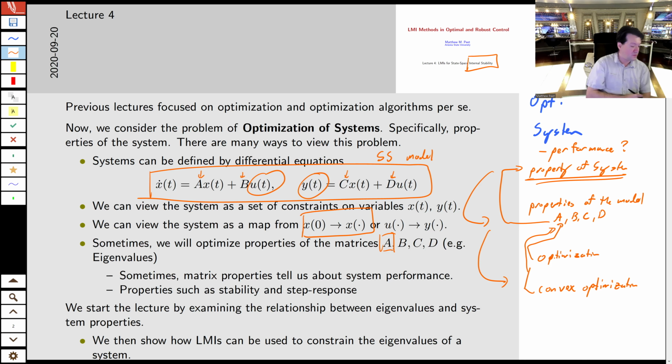So the first step, of course, is this one here, relating properties of the system to properties of the numbers. And so that's what we're going to be talking about in the first part of this lecture.